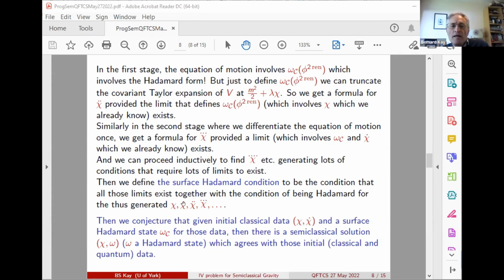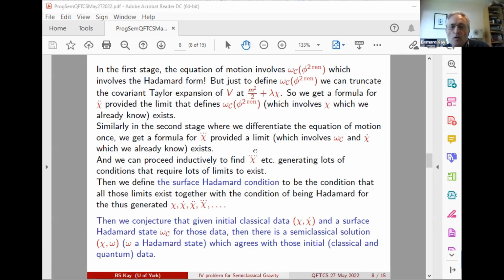And then we define a surface Hadamard condition for this model to be the condition that all those limits exist, together with the condition of being Hadamard for all the thus generated chi, chi dot, chi double dot, chi triple dot, etc. Okay. And then we conjecture that given initial classical data, chi, chi dot, and an initial surface Hadamard state for those data, there is a semi-classical solution which agrees with those initial data.